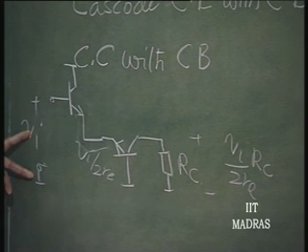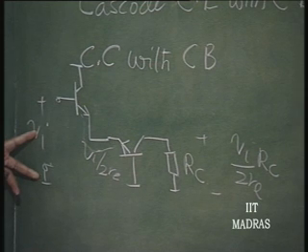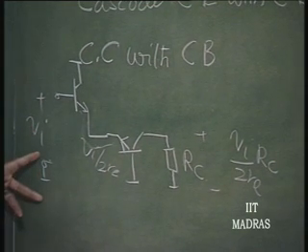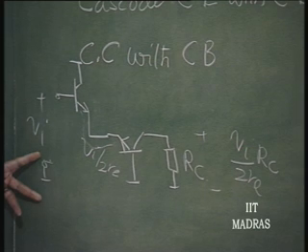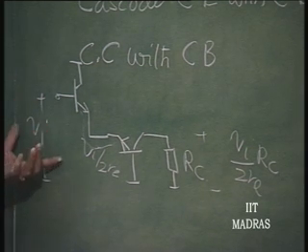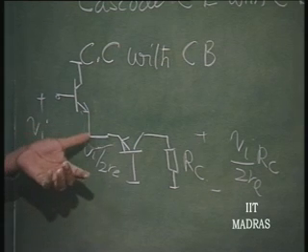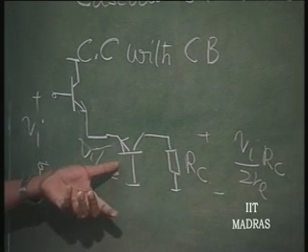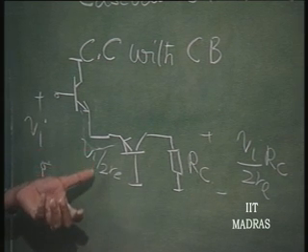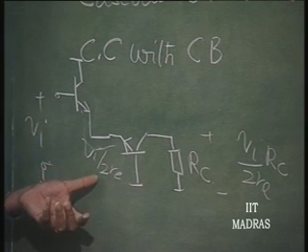Which is strictly speaking Gm into Rc by 2. A common collector is a high frequency structure because it is a very good voltage controlled voltage source. Here the load is made very nearly equal to the source resistance. So, that is why we have lost in terms of gain by a factor of half.